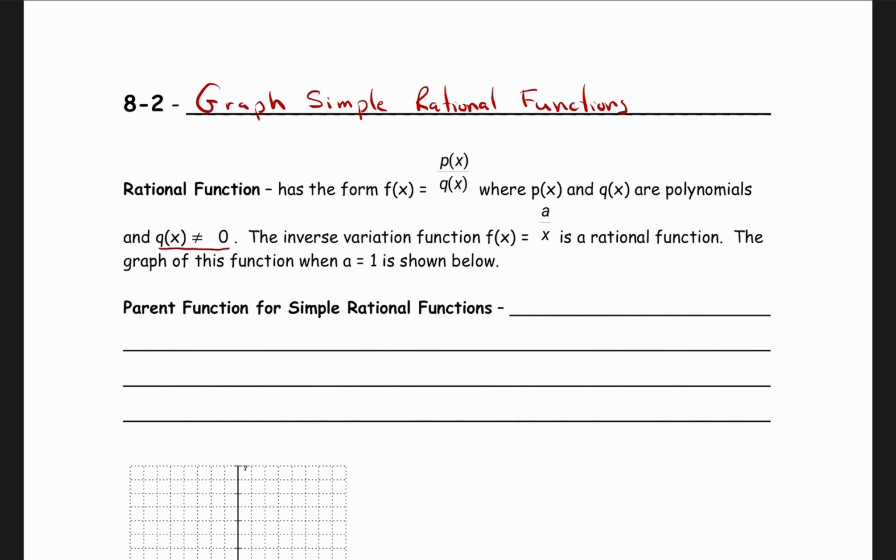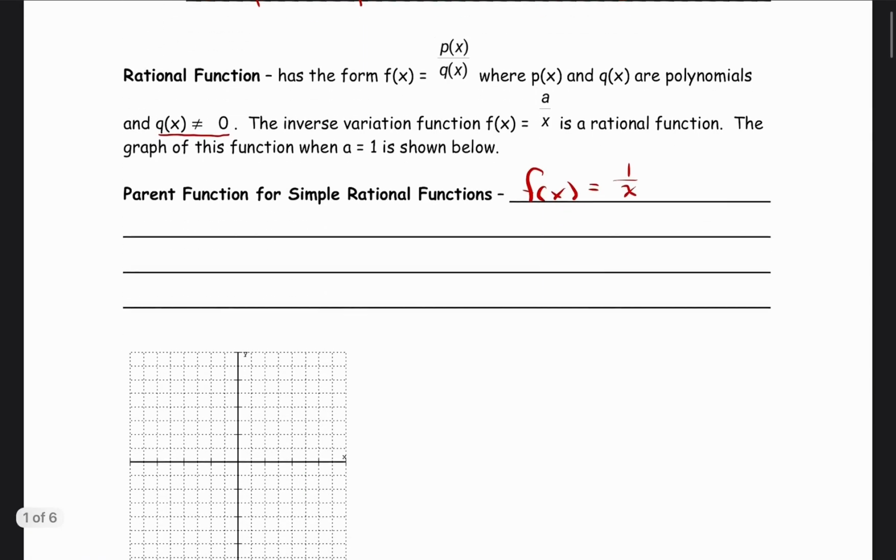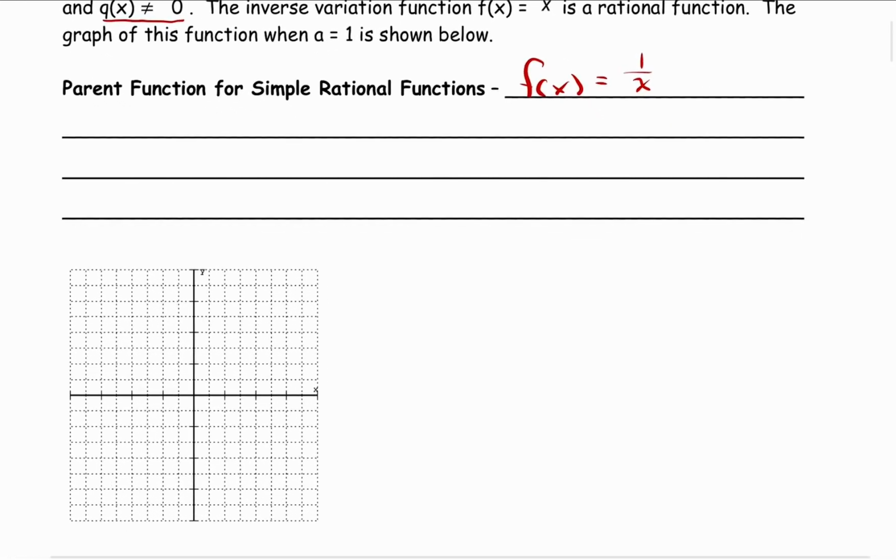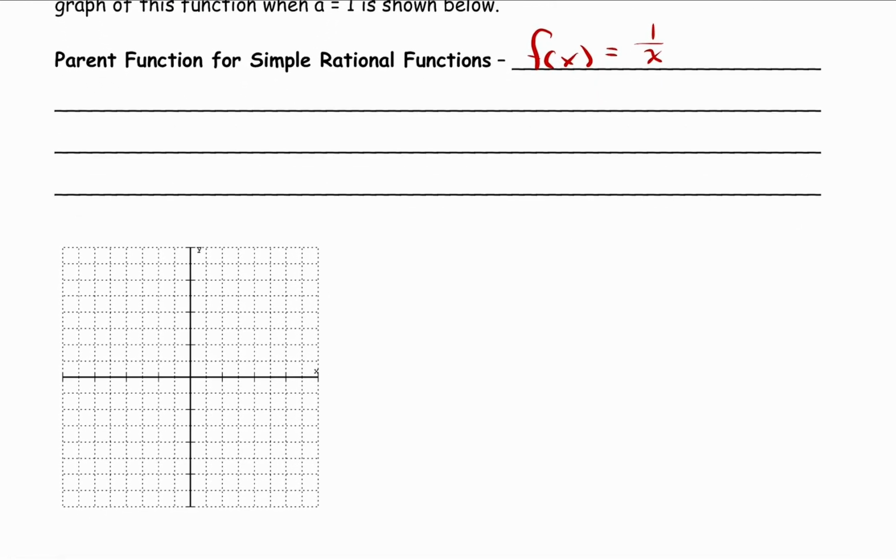So the inverse variation function f of x equals a over x. So a is a constant, so we have something simple as a number divided by x, and that is a rational function. And so we're going to talk about this when we have f of x equals 1 over x. We're going to consider this the parent function for all rational functions. This is the basic shape that all rational functions are going to take, and then we expand on it from there.